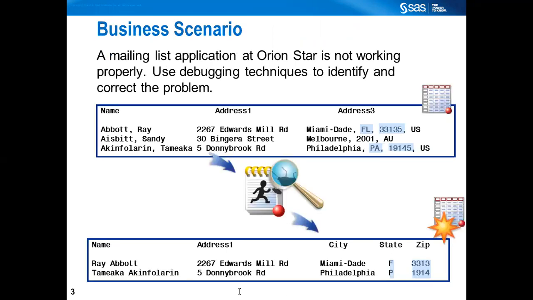Now let's understand the same with the help of this business scenario. A mailing list application at Orion Star is not working properly. Use debugging techniques to identify and correct the problem. This is the data where you have the name of your employee, address 1, address 2. When this data was used, in the output where you are extracting state and zip, you are not getting the exact state value, which is FL, two letters; it's coming only as a single letter. And the zip code is also not appropriate, which you are extracting from this address 3.